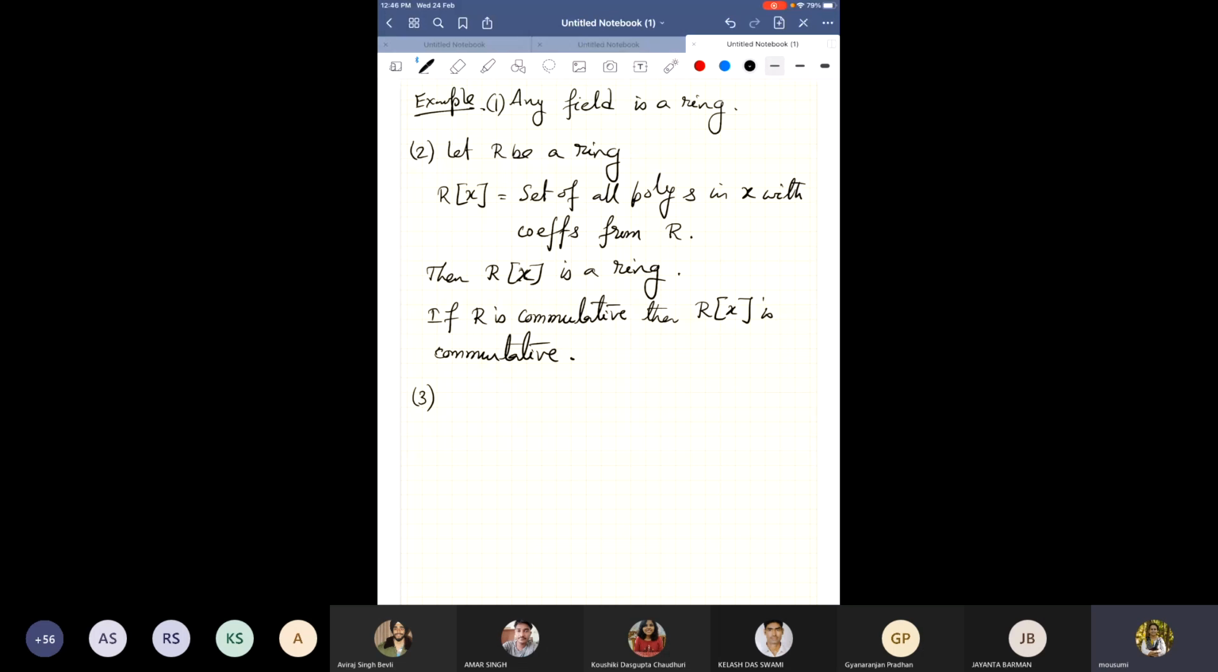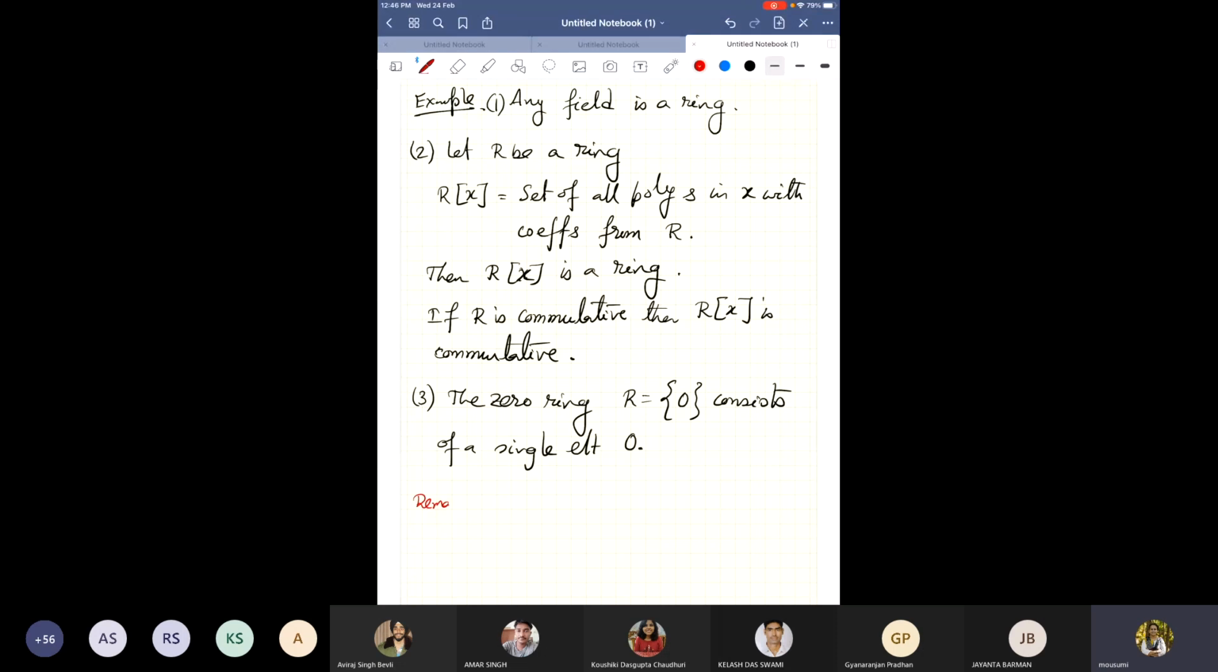Then what is the zero ring? The zero ring consists of only the zero element, that is the additive identity, a single element 0.